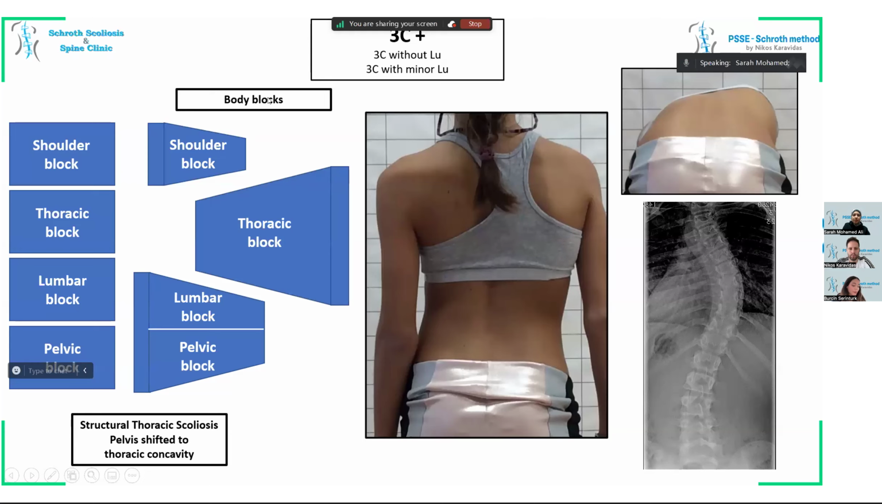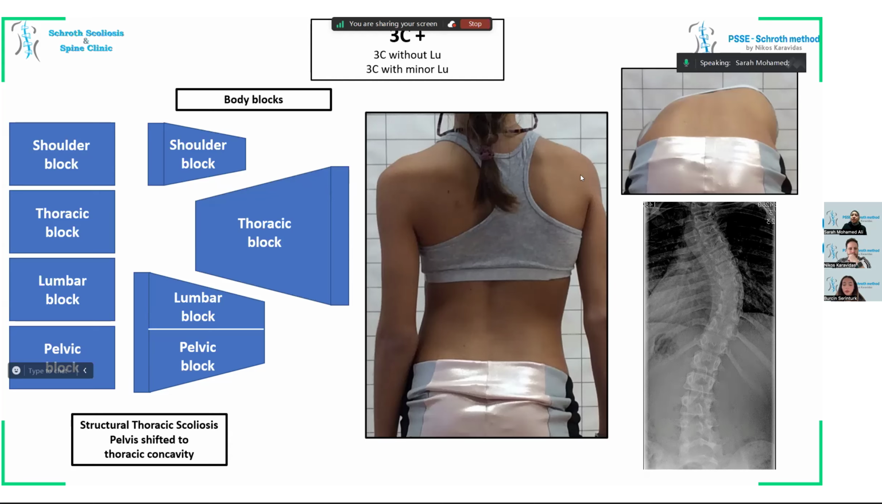For the 3C plus, we have the presentation here. I'm asking myself, is there a structural thoracic scoliosis? Yes, I have a right structural thoracic scoliosis. I did my forward bending test and I have a right hump. I did the X-ray, and my main curve is the thoracic curve. There is vertebral rotation, the pedicle is rotated.